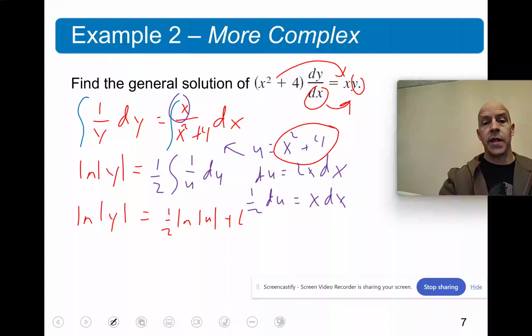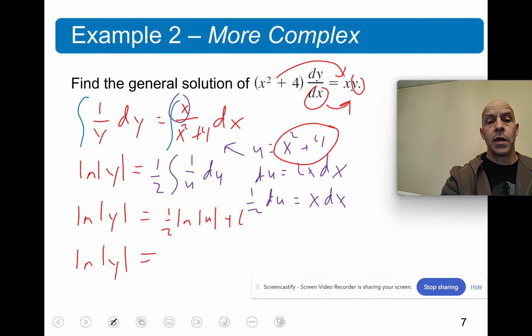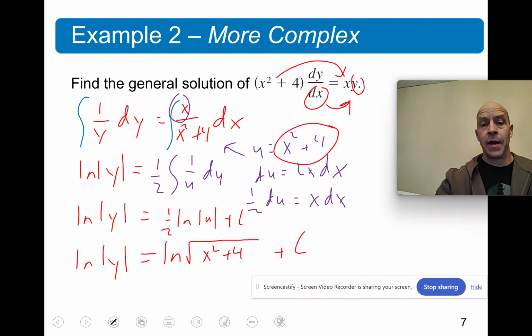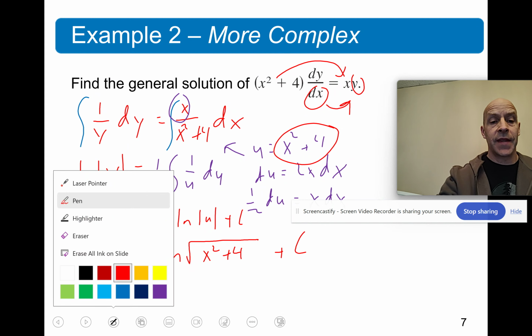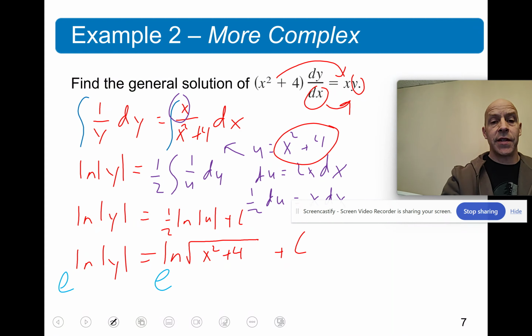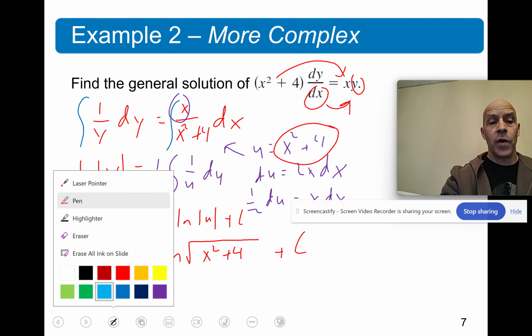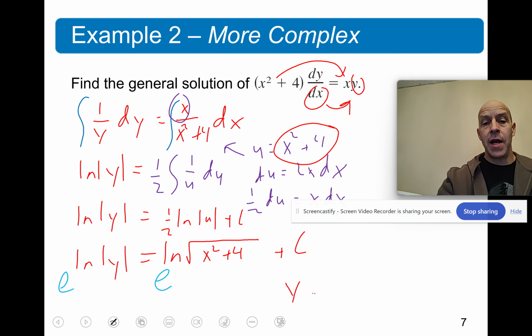But remember, u is this, so we could rewrite this as the natural log of y equals, and now remember, this 1/2 is the same thing as doing the square root. We talked about this the other day in class, and then plus c. Again, this is a solution, and it's not bad, but I could e both sides. And so if I e both sides of this equation, what you're going to end up with is y equals c, and then the e and the natural log cancel out, and you end up with the square root of x squared plus 4.